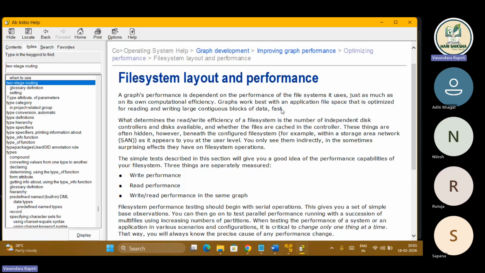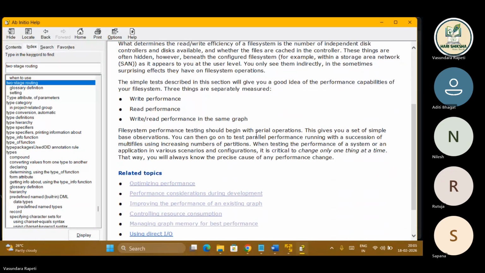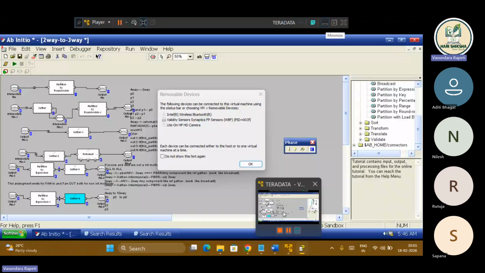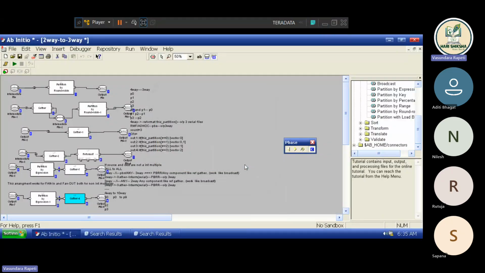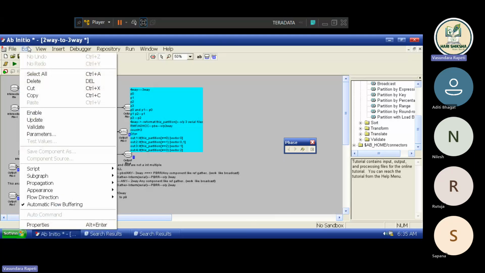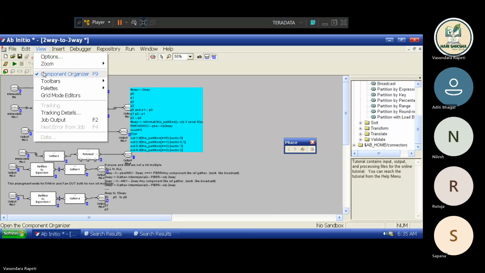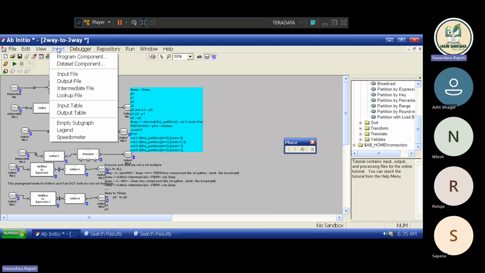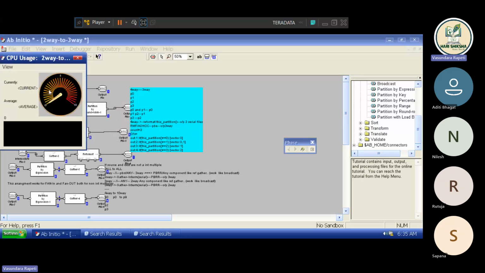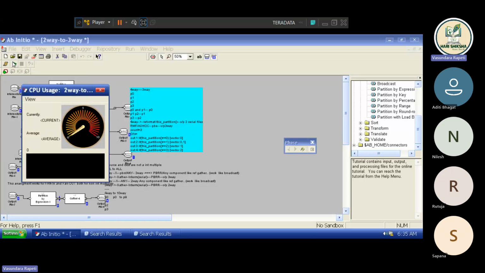So here, this file system layout and its performance, an application that is optimized for it. So how do we check this? It depends on the operating system. So we don't have any particular tool for checking that. Like for CPU, if you want to check the CPU, we have that speedometer, right? View, it doesn't work here, but it is there. Like this speedometer is there for CPU. CPU is used for computation.